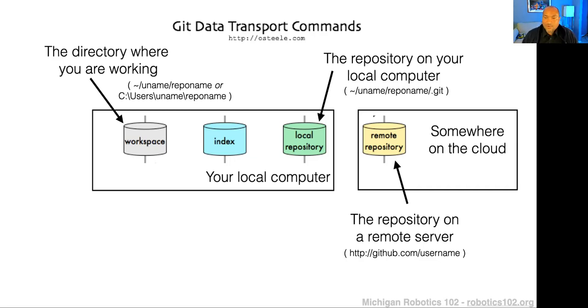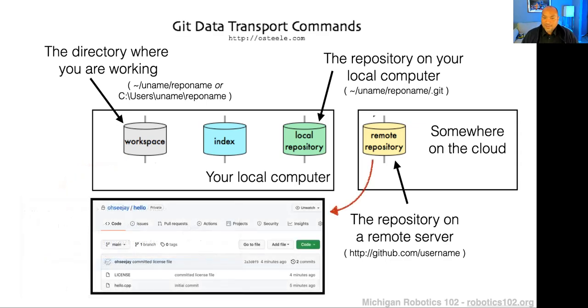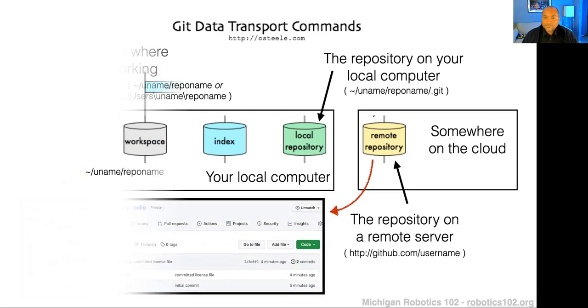And so this sits on the remote server. Just to visually show this, that workspace again is your directory, and so we can see it in the file explorer. We also note that we put a license there as well to make sure our code is licensed. And then what sits somewhere on the cloud is that same information, but it's going to be in our GitHub repository, and so that's going to sit there.